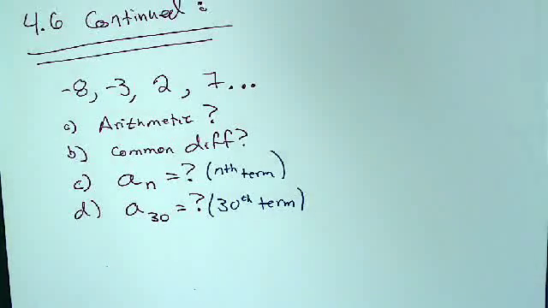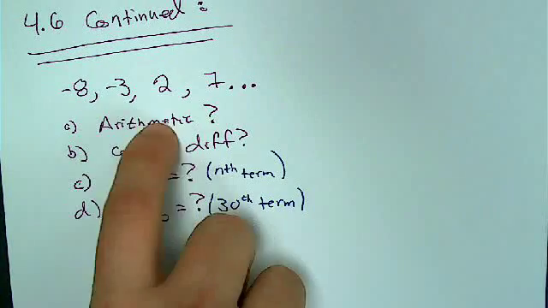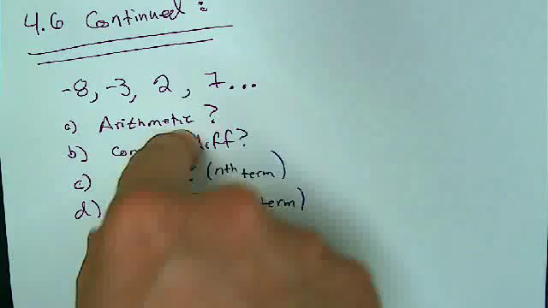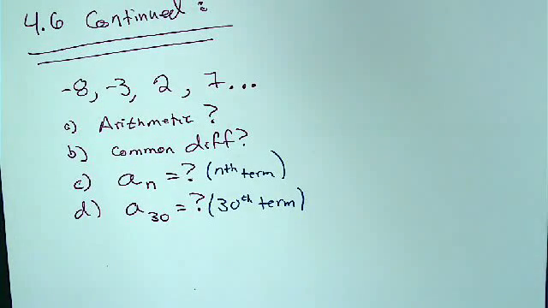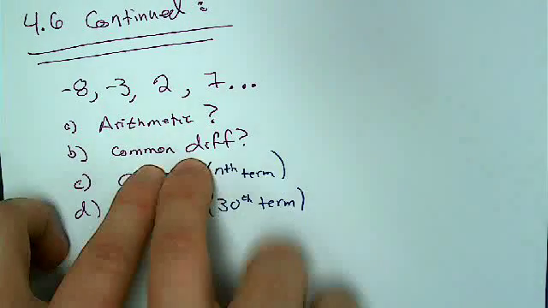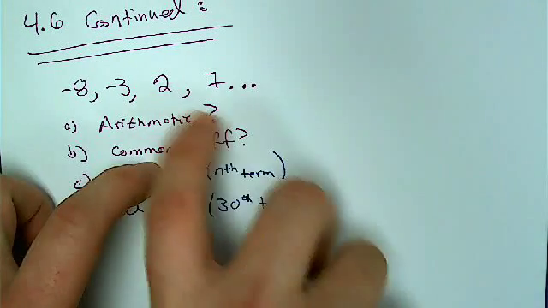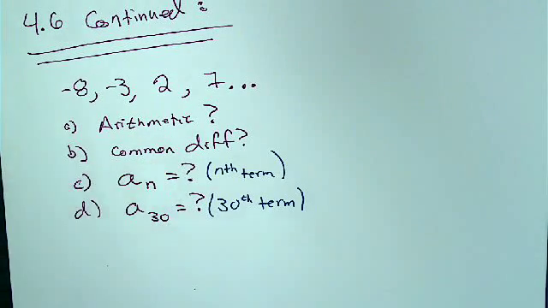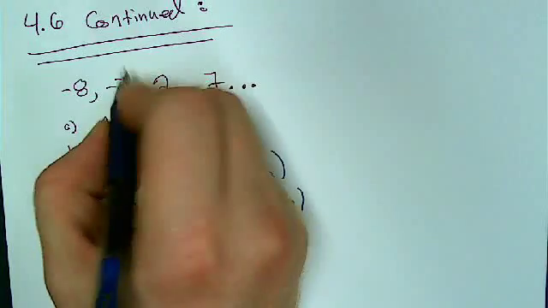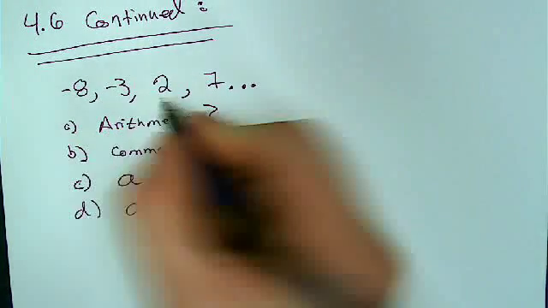From start to finish. All right, so here's my sequence. Here are my goals. Question 1, is it an arithmetic sequence or not? Yeah, it is. And I know that because there is a common difference. In this case, what is that common difference? 5? Yeah. I can take any two numbers in sequence and subtract them.